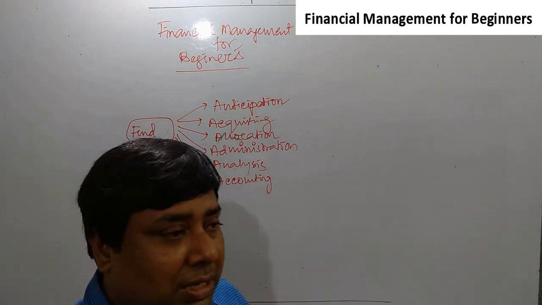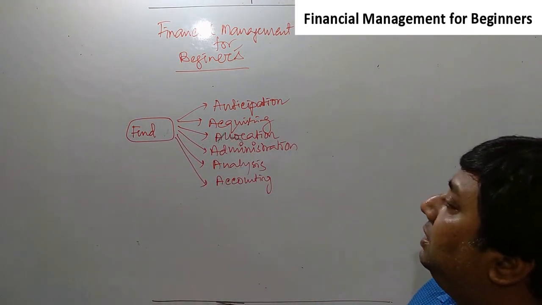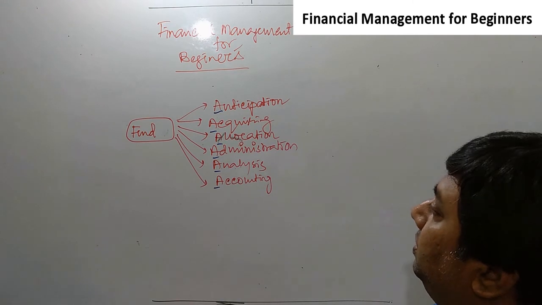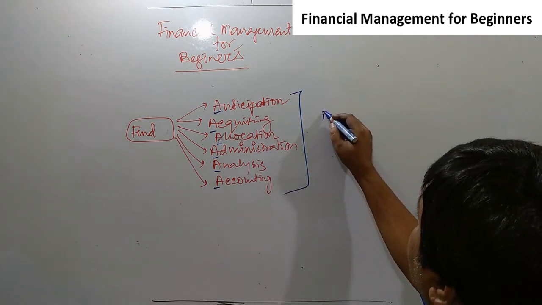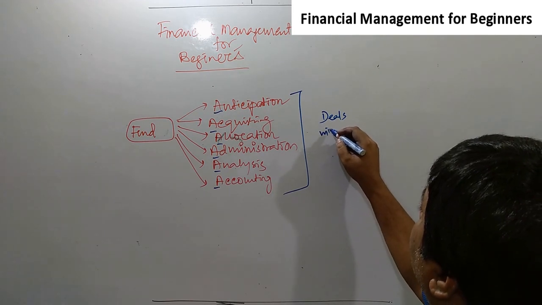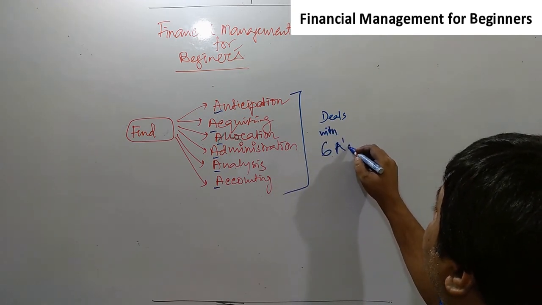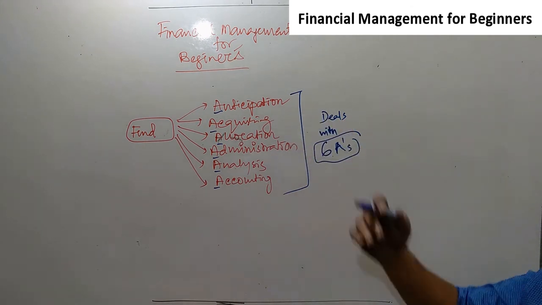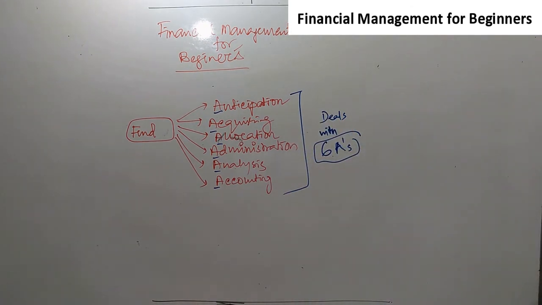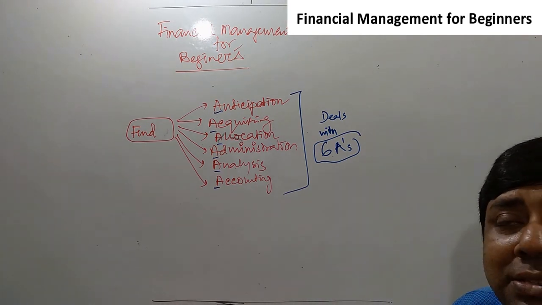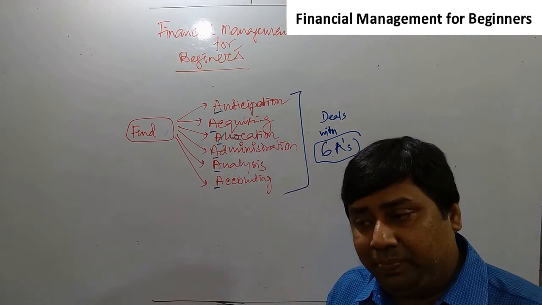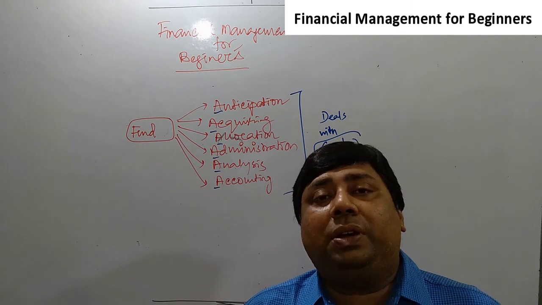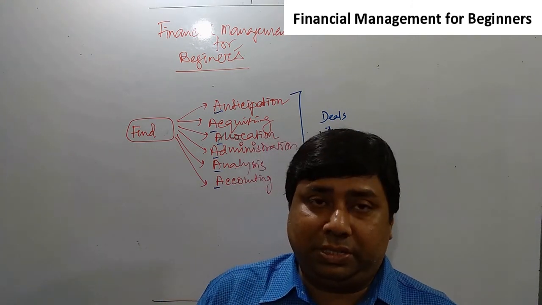In the subject of financial management, we deal with funds, and our dealing is limited to mostly such six activities. That means basically the subject deals with, we can say, six A's. Such A's are as follows: anticipation, acquiring, allocation, administration, analysis and accounting of funds.